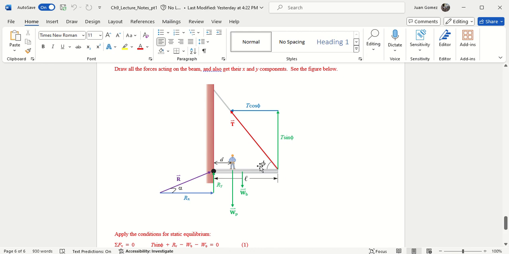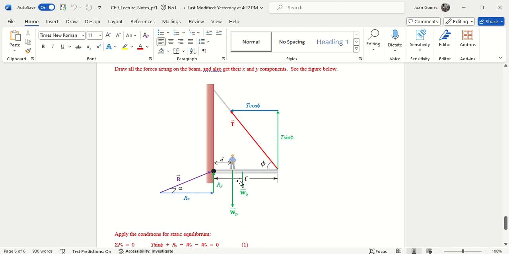Remember, if this angle in here is phi, this angle up here would be phi. So now let's break T into its x and y components. The y component of T is T sine phi, and it's positive in the positive y. The x component of T is T cosine phi, and it's in the negative x. Okay. Now, what about the weight of the beam itself?